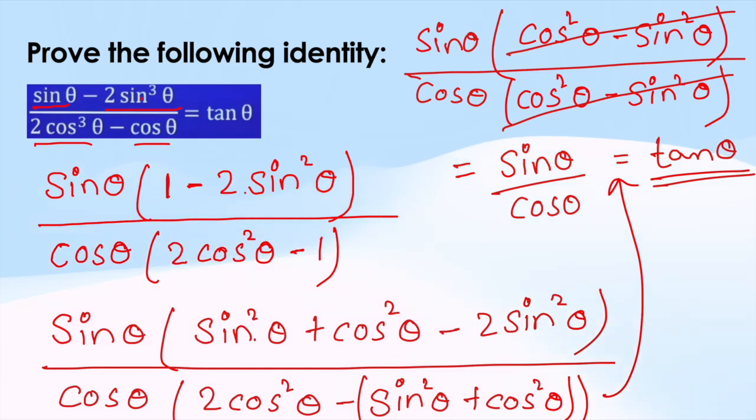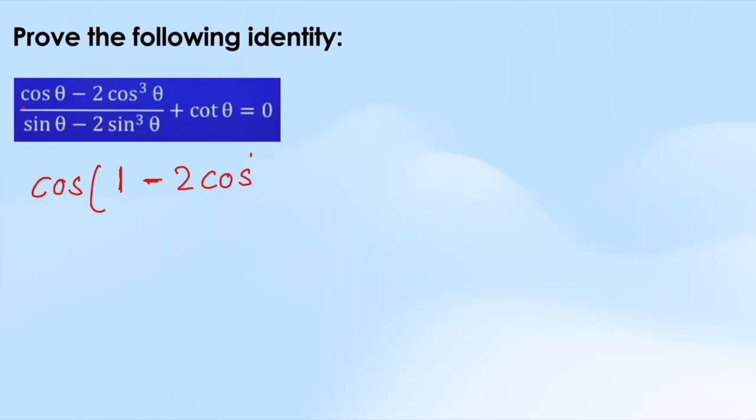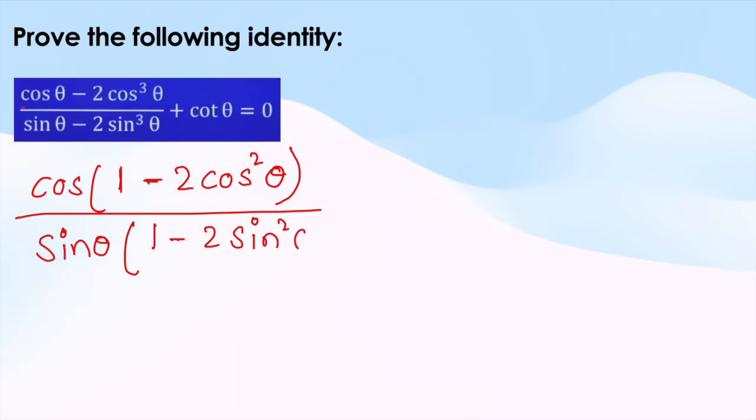The next question is this one. If I see the left hand side, cos theta, sin theta, it seems to be familiar, no? So again we can take cos common, right? If I take cos common in the numerator, the first term will become 1, the second term will become 2 cos square theta. In the base, sin theta common, and it will be 1 minus 2 sin square theta.